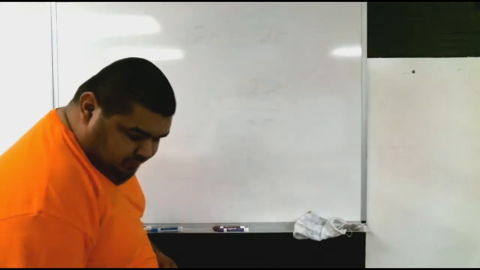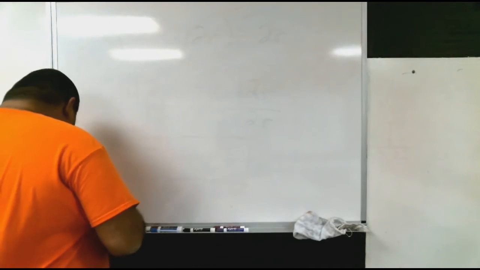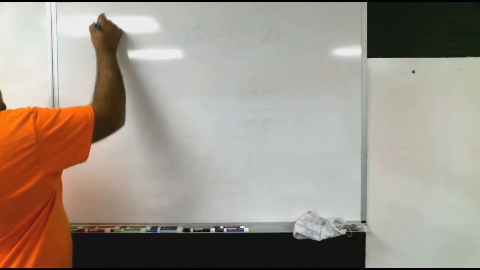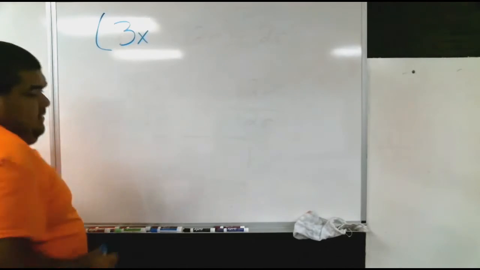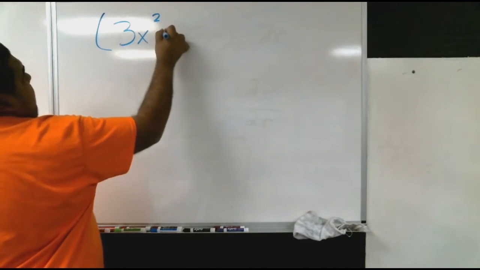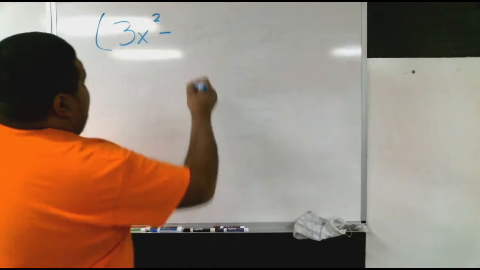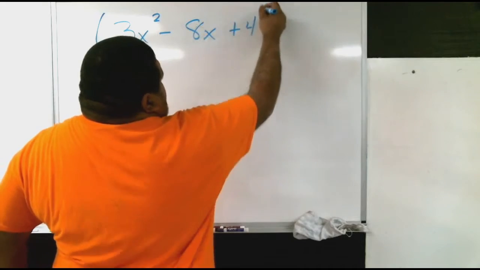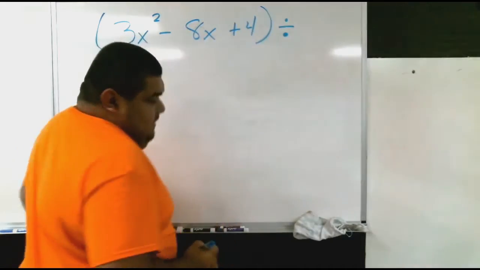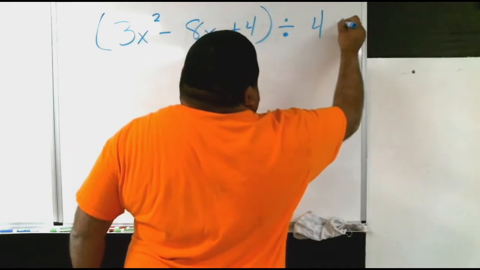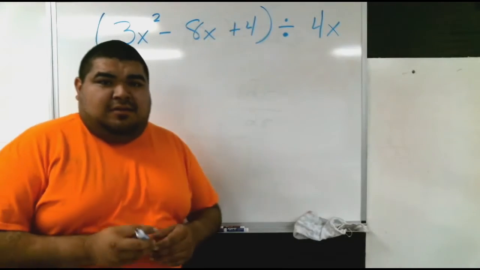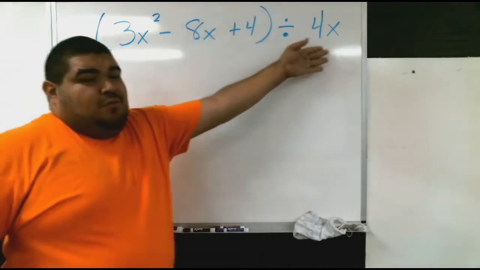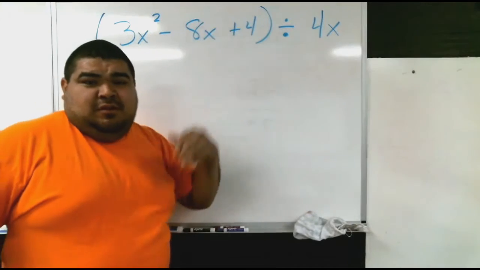All right. So for our second one, let's use another color. We have parentheses 3x squared minus 8x plus 4 divided by 4x, okay? Again, all we have to do is put the 4x under each one of our terms.